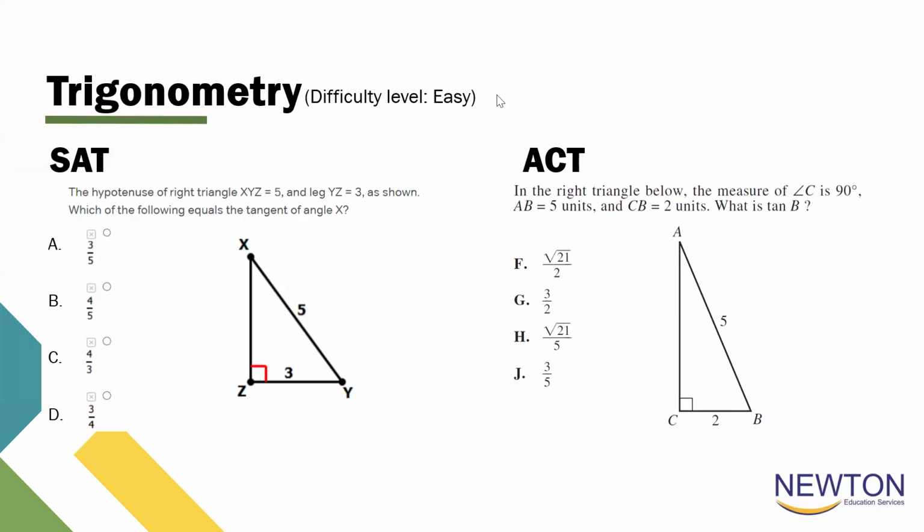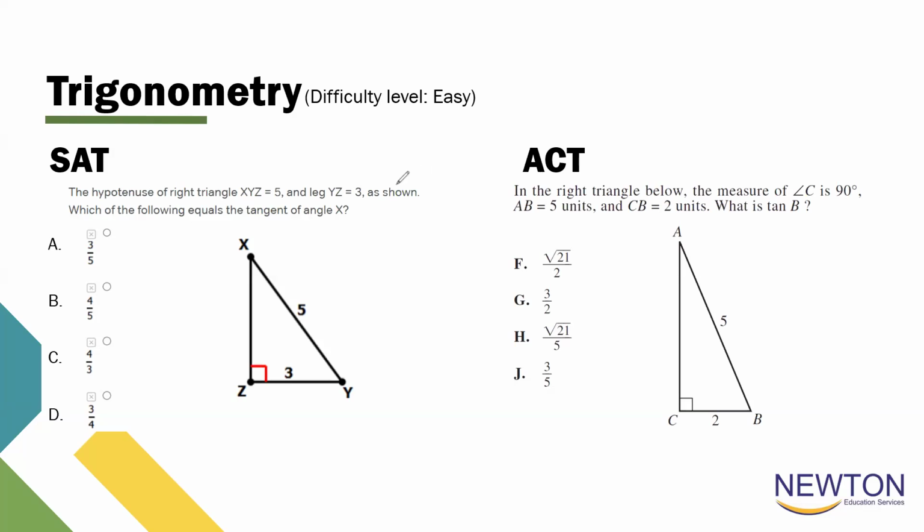This is another easy question related to the topic of trigonometry in both the SAT and the ACT. For the SAT, let's see how they phrase the same question. They're saying that the hypotenuse of the right triangle XYZ is equal to 5 and the leg YZ is equal to 3, as shown. Which of the following equals the tangent of angle X?